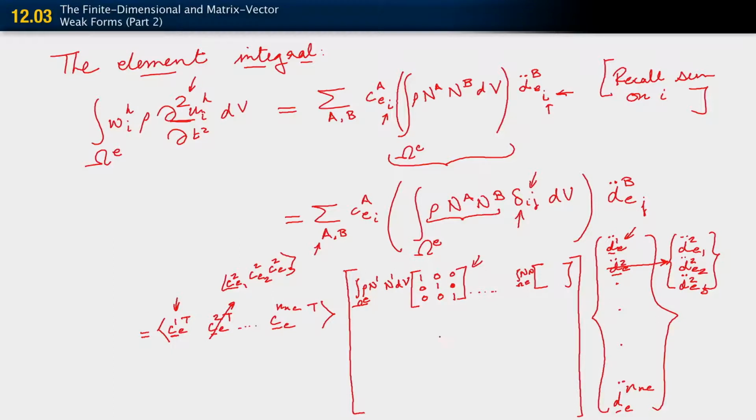Okay, and so the general term in here would be something like integral over omega E rho NA NB dV times the matrix 1 0 0, 0 1 0, 0 0 1. Right, you'd get other such block matrices everywhere. Okay? And this matrix that I've written out here is our element mass matrix, in consistent form, the consistent mass matrix.